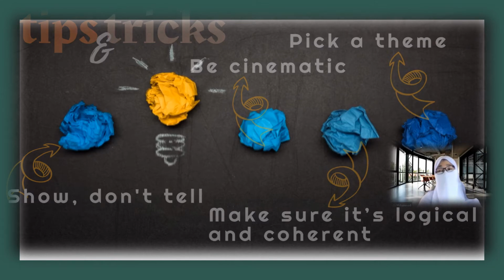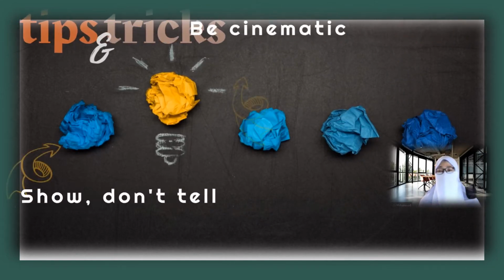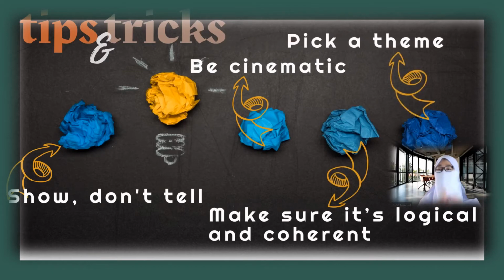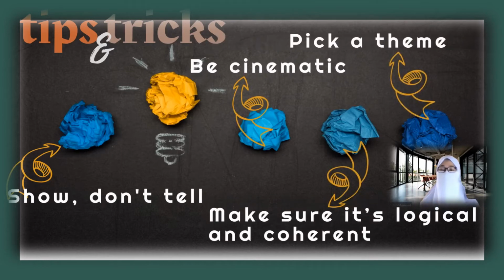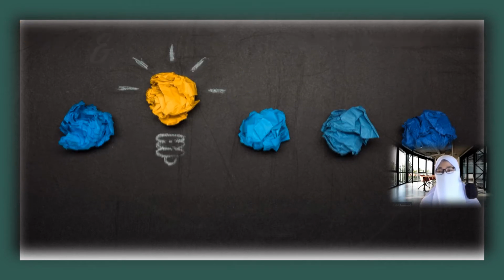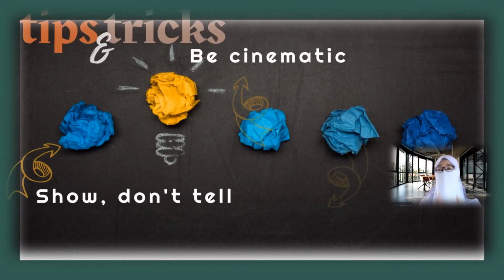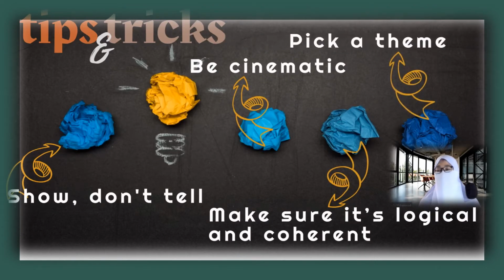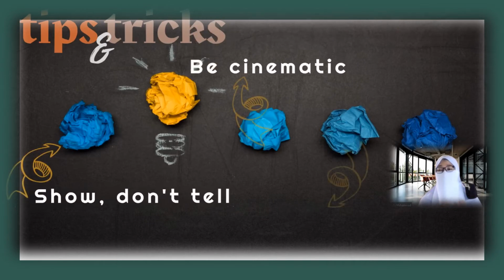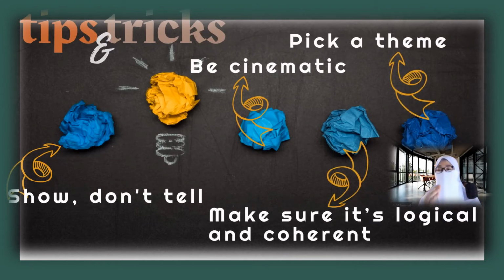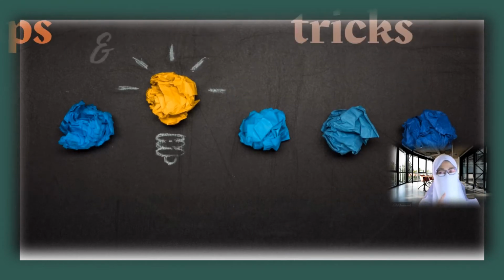Make sure it's logical and coherent. You're creating a story, so the e-learning should look visually consistent from beginning to the end. Pick a theme. If you want to create a visual e-learning type, add relevant information that highlights the subject. Feature it on screen and take them through a journey.